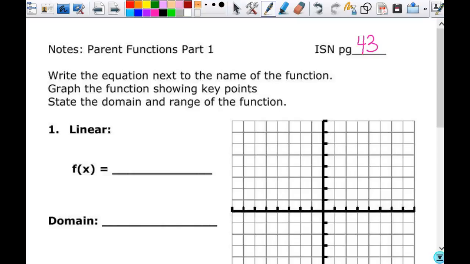Okay, so for each one, we're going to write the equation next to the name of the function. It's actually underneath it once I retyped it. We're going to graph showing the key points, and by key points, I want you to put at least 3. So it's more than just the shape of the graph. You got to have some key points there, and we're going to state the domain and the range of the function.